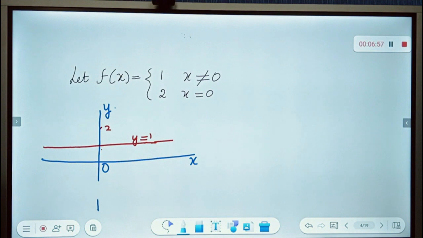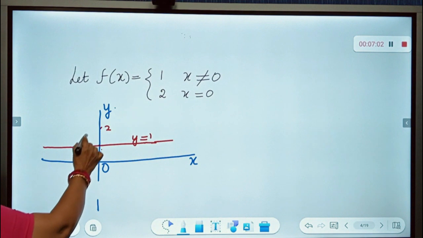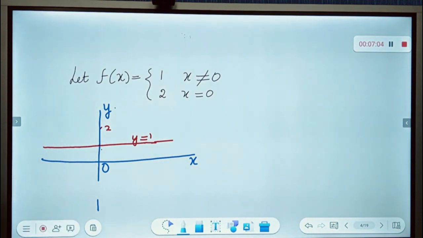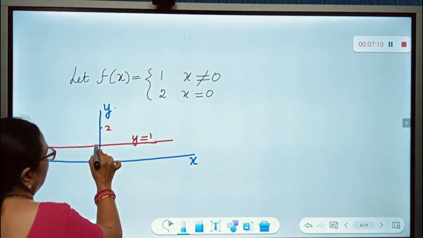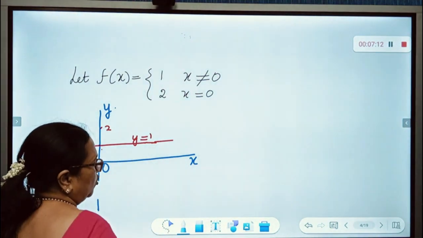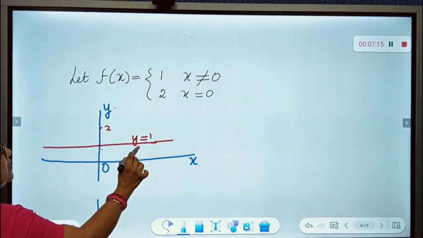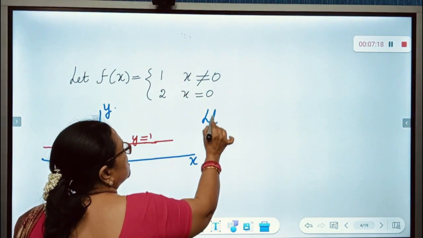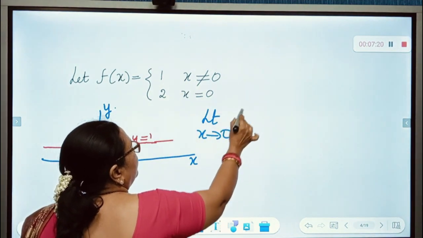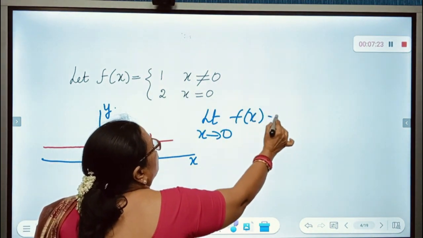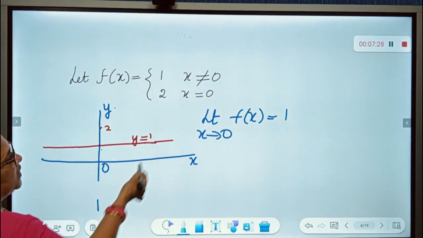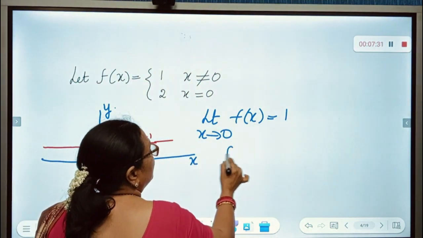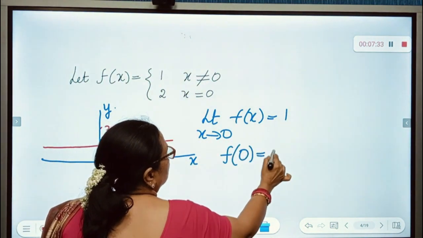Now look at this function. f(x) is 1 when x is not equal to 0, and f(x) is 2 when x equal to 0. At x equal to 0, I used a black color dot here, and it is very difficult to draw a small open circle. So you can see that the limit as x tends to 0 of f(x) is 1. Whether I approach 0 from the left or right, the value of the limit is 1. However, f(0) is 2.